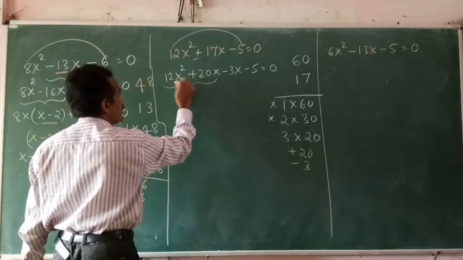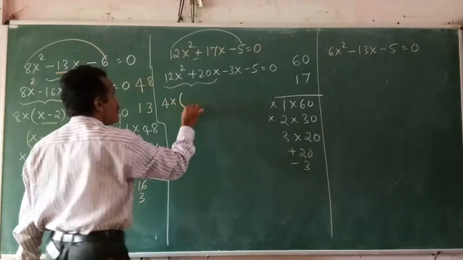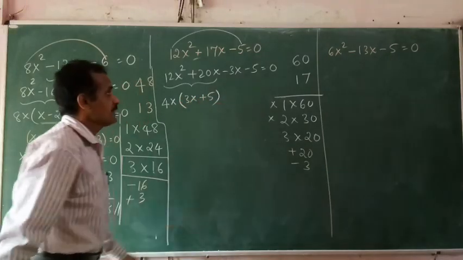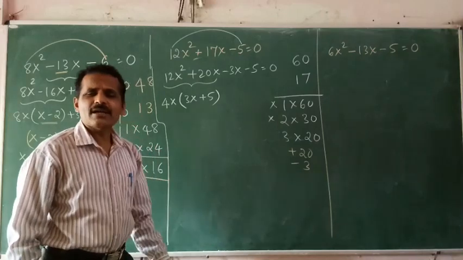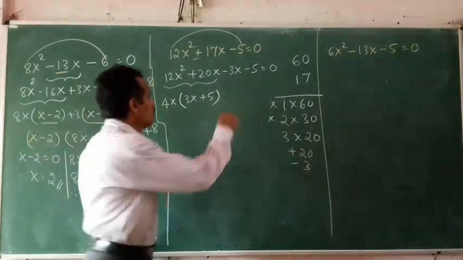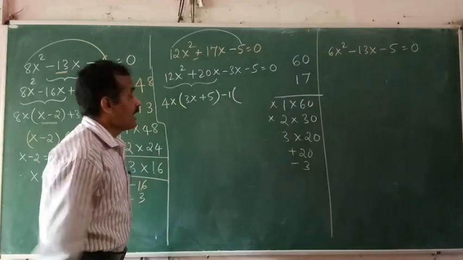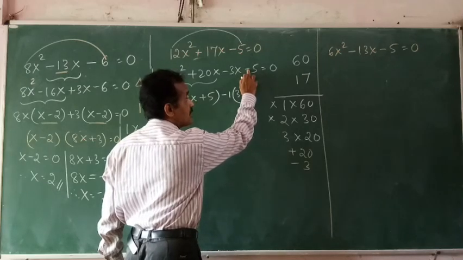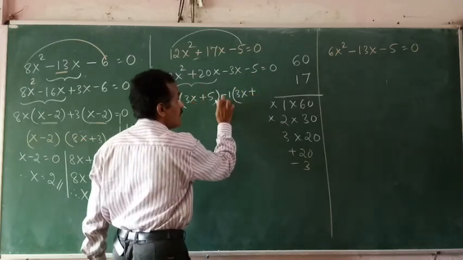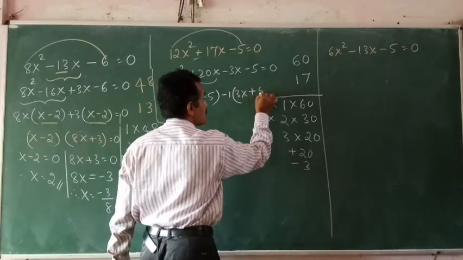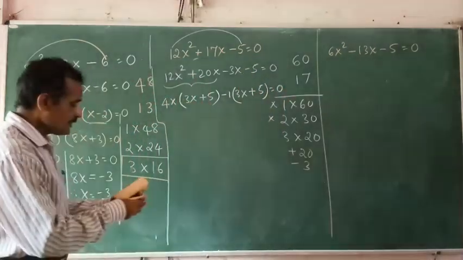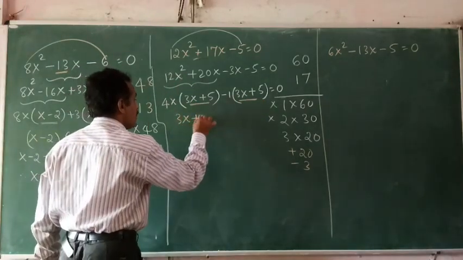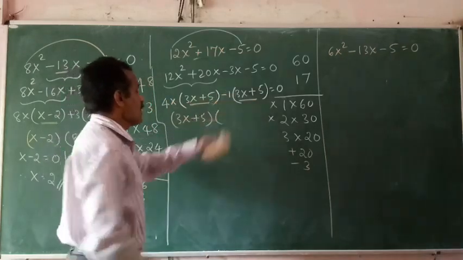Grouping. I can take 4x as common. 3x plus 5. Out of these, what can I take as common? I can take only 1 as common. That's all. Minus 1 I can take, and when minus has come out, this will be 3x. I have told you the sign will change. Minus will become plus. The terms inside the bracket definitely must be the same. So 3x plus 5 into 4x minus 1.